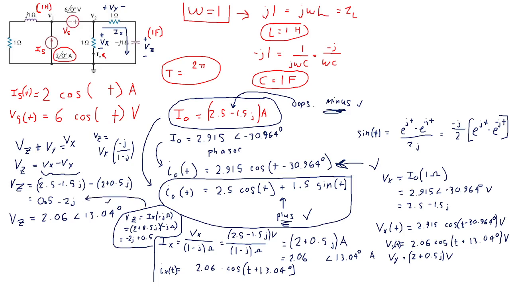Okay, so the big reveal at the end of this is, we calculate this phasor form. So I can write Vz in time as 2.06. So I'm just taking the 0.5 minus 2j. The magnitude is 2.06, and I'm going to snag the angle in just a second. I should be able to mental math it, but I'm not going to do that.